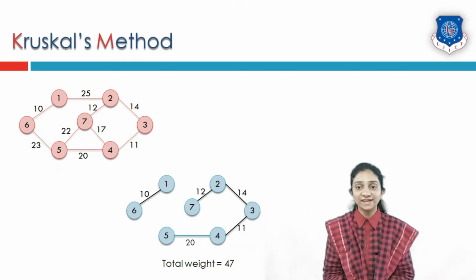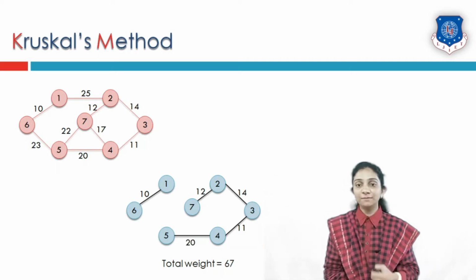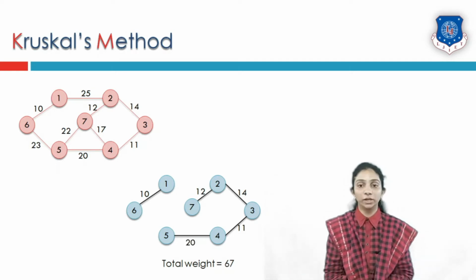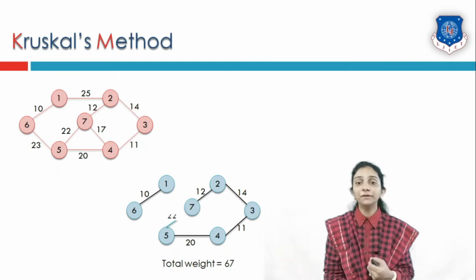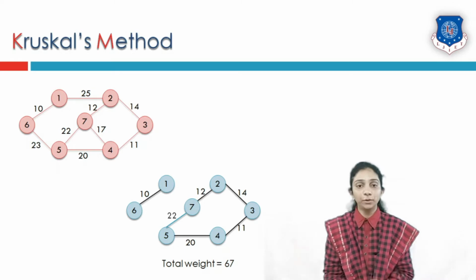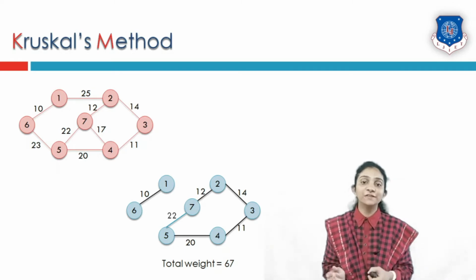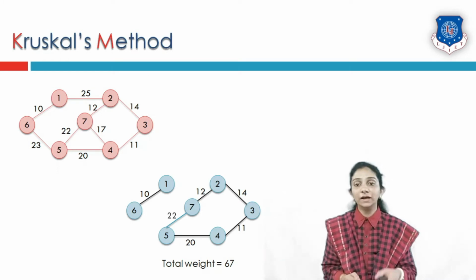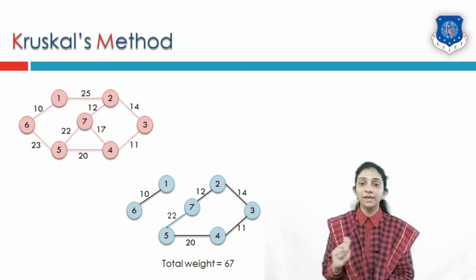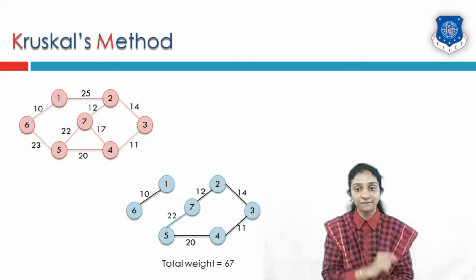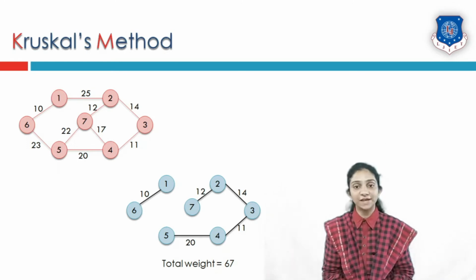Adding this edge doesn't make my tree a closed path. So we will keep this edge and update the total weight. The total weight is also updated. Now we will take another edge with weight 22. Adding this edge to the result will again make a closed loop of vertices 2, 3, 4, 5 and 7 and back to 2. So we should reject this kind of edge.